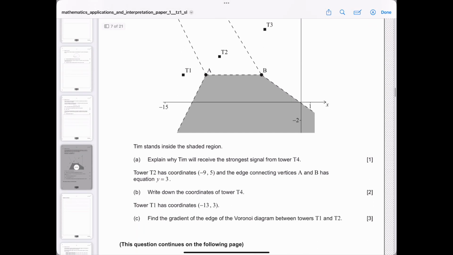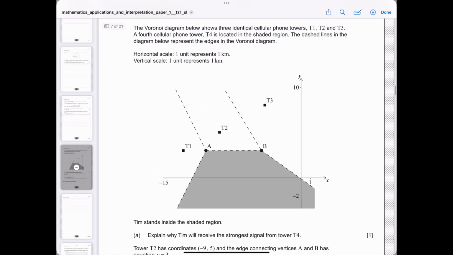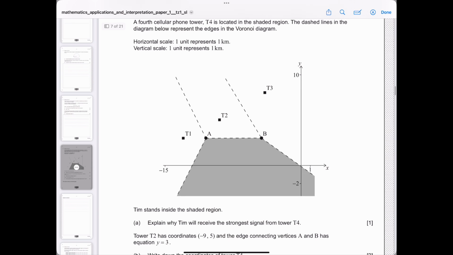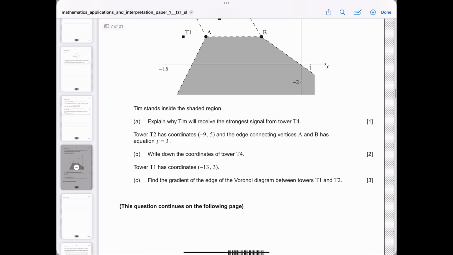The same paper, and here we've got a Voronoi diagram with cellular phone towers T1, T2, T3 and T4. T4 is the shaded area, but we don't know exactly where it is yet. I think we might have to find that out. The dashed lines in the diagram represent the edges. Now, Tim stands inside the shaded region. Explain why Tim will receive the strongest signal from tower T4.